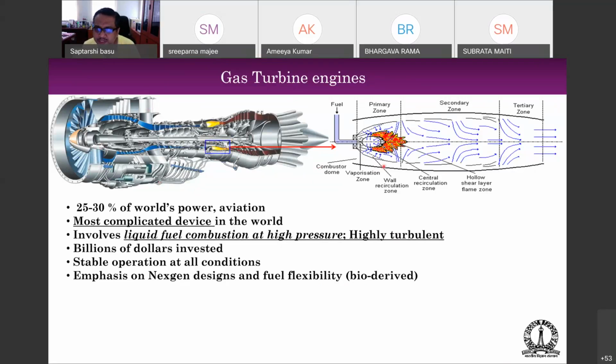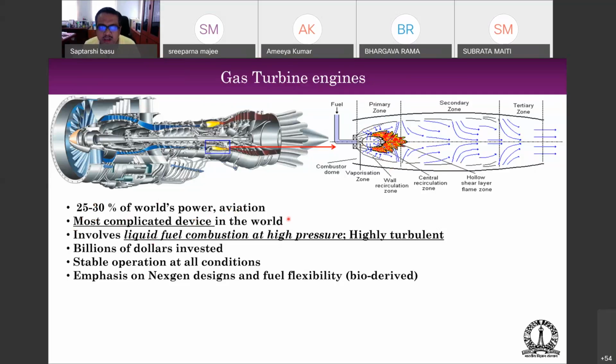If you look at this particular gas turbine, there is a fuel supply and then there is an air supply. Air and fuel get mixed, and you get a primary combustion zone here, then you have the secondary zone, and so on and so forth. As you know, regardless of what we say about solar thermal and other such energies, about 25 to 30% of the world's power, including aviation, comes through gas turbines. So by far, it is the most complicated device in the world.